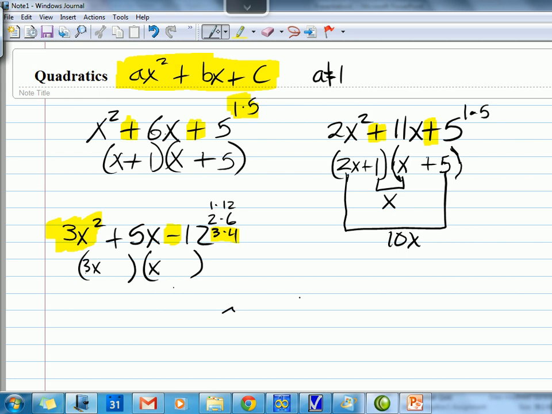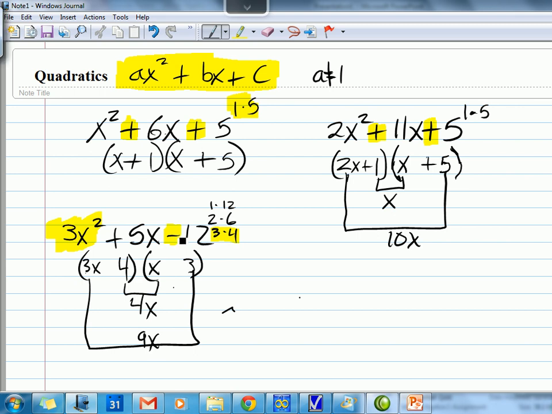But where does the 3 and the 4 go? The 3 would go here and the 4 would go here. So if I did that, you have the 4x here, and on the outside, that's going to give you 9x, right? So if that gives you 4x, that gives you 9x. Some way, somehow, they're going to give us 5x, right?